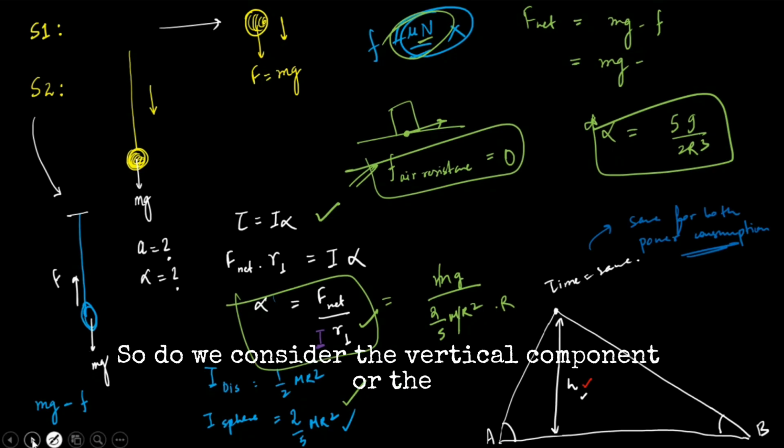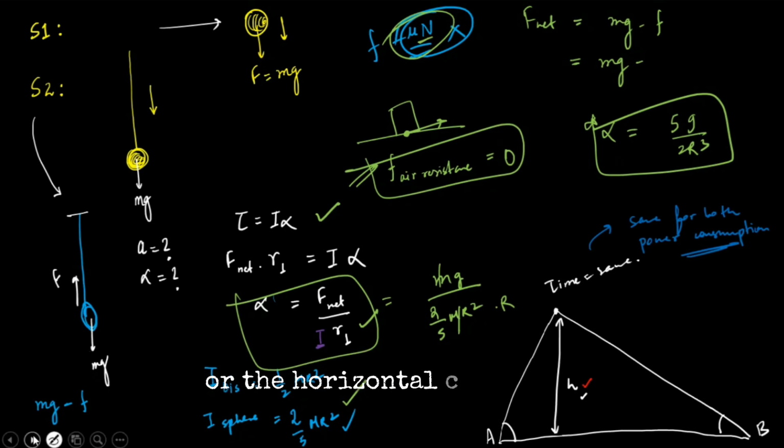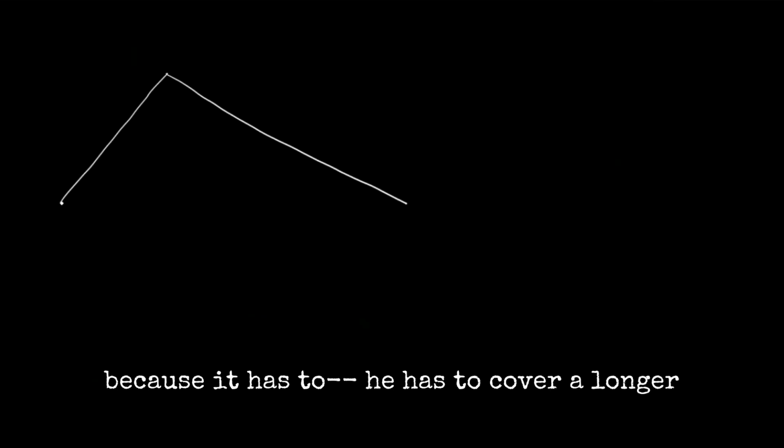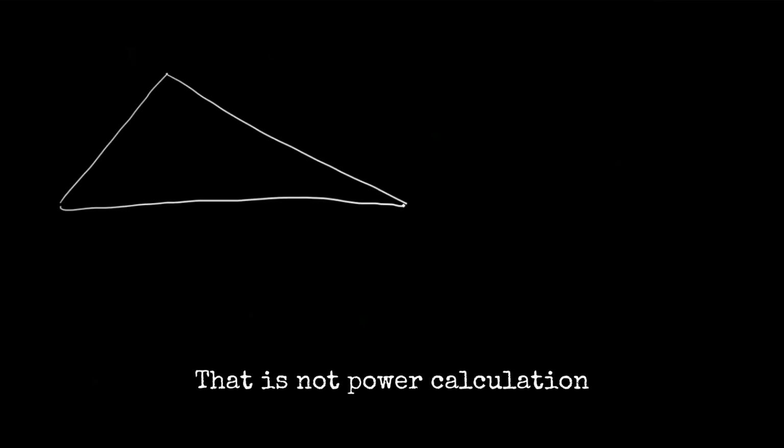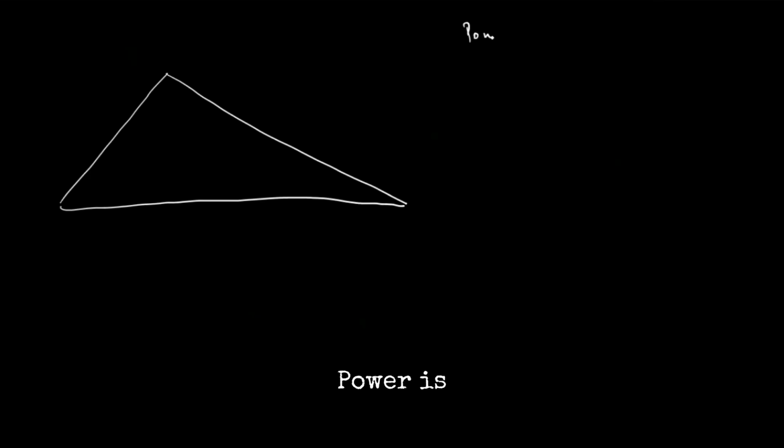So do we consider the vertical component or the horizontal component? Let's prove it. Sir, I said that B would have more because he has to cover a longer distance in the same amount of time. Power is not that. That is not the power calculation. If we define power, power is work over time, the rate of doing work.